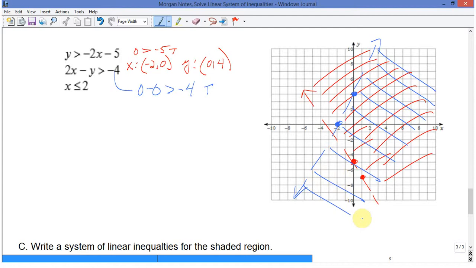And lastly, let's put the other line on there. x is less than or equal to 2. So I'll use the green for that. Here is the solid line right here. And the values where x is less than or equal to 2 are going to be going to the left.